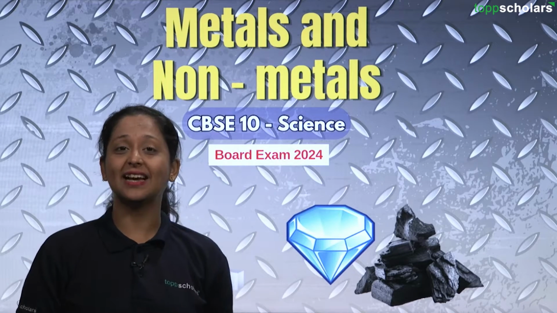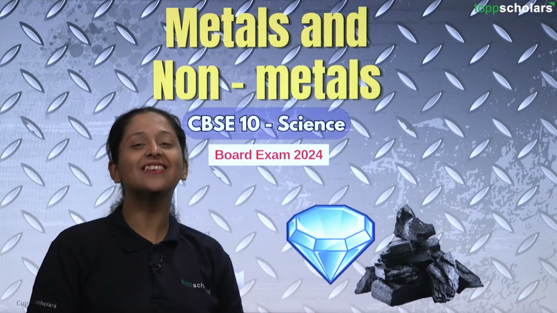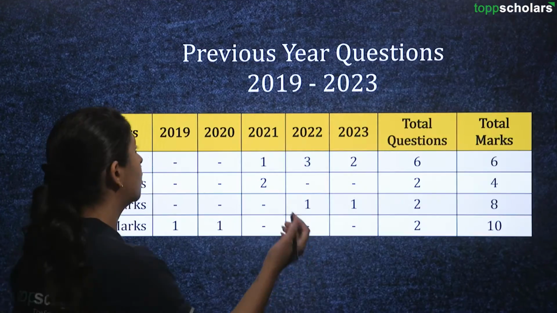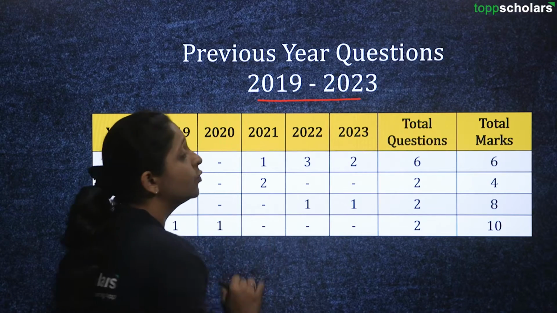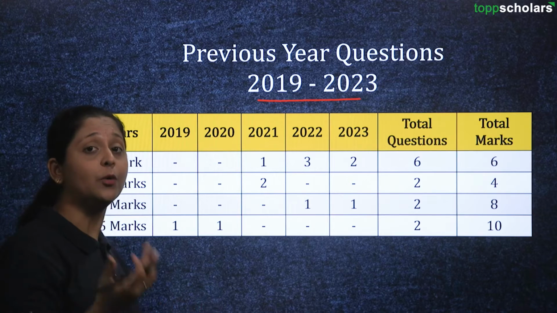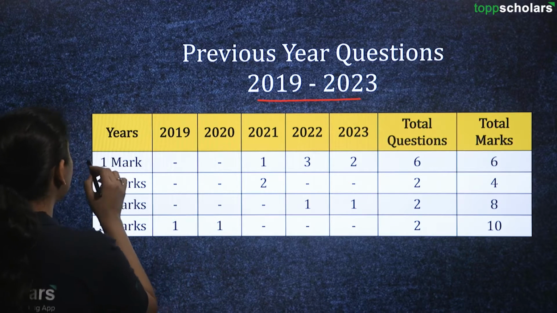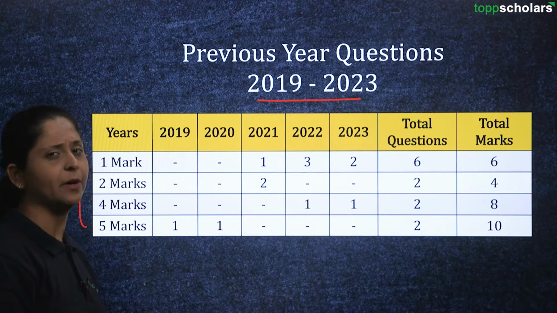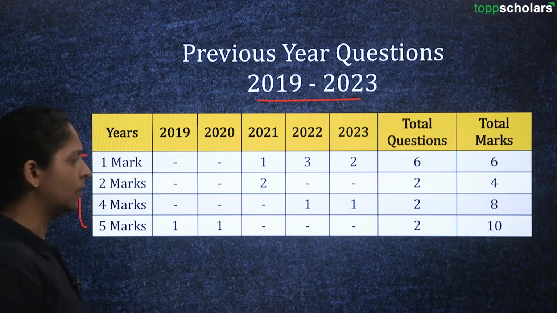Today we are going to discuss a chapter which is metals and non-metals. We are going to study the previous year questions, that is from the year 2019 to 2023. So let us look at the representation of how many questions will be asked. We will be discussing the questions from the 1 mark, 2 mark, 4 mark and 5 mark. There are no 3 mark questions for this particular topic.